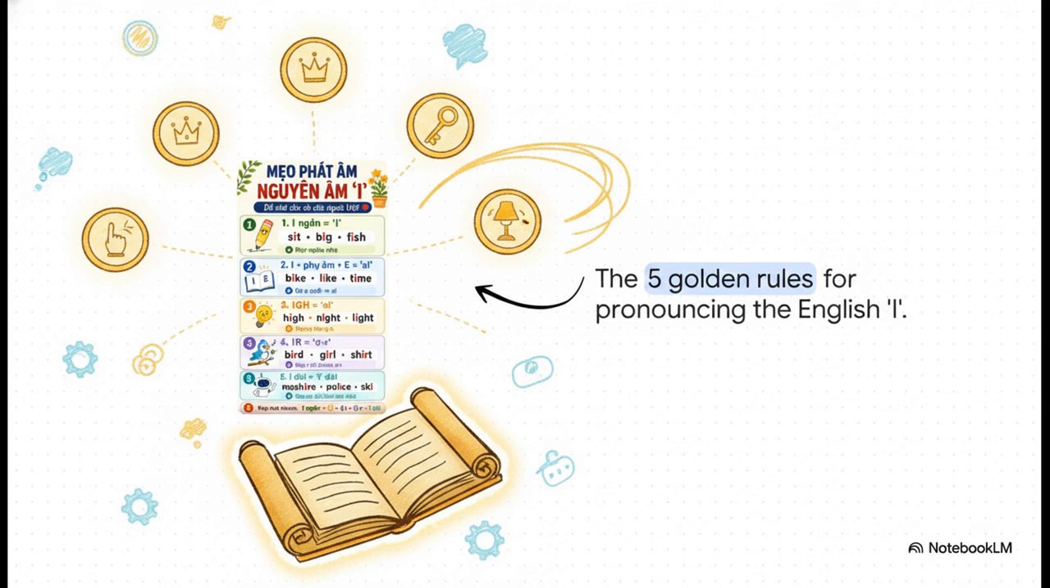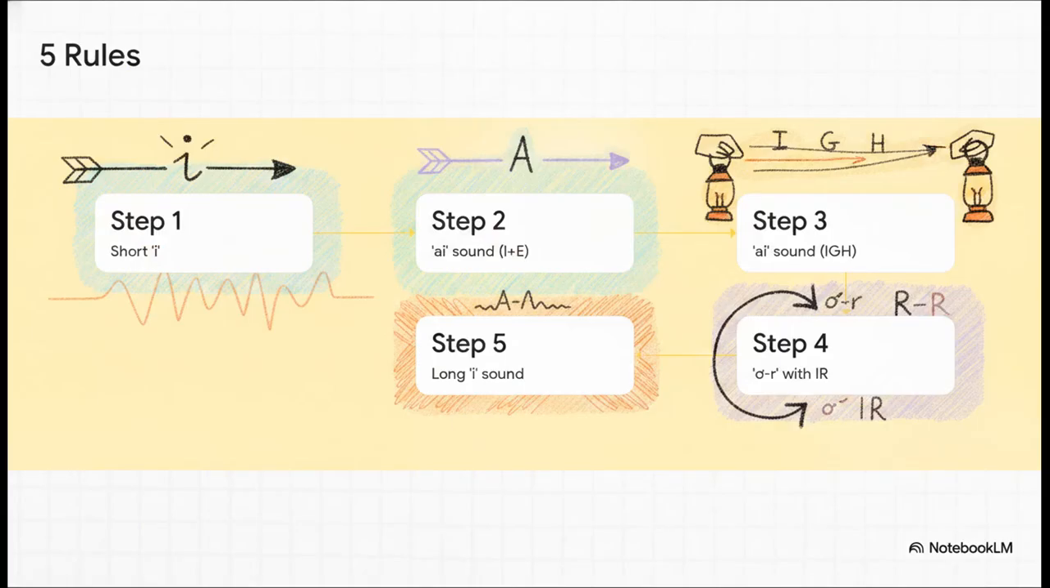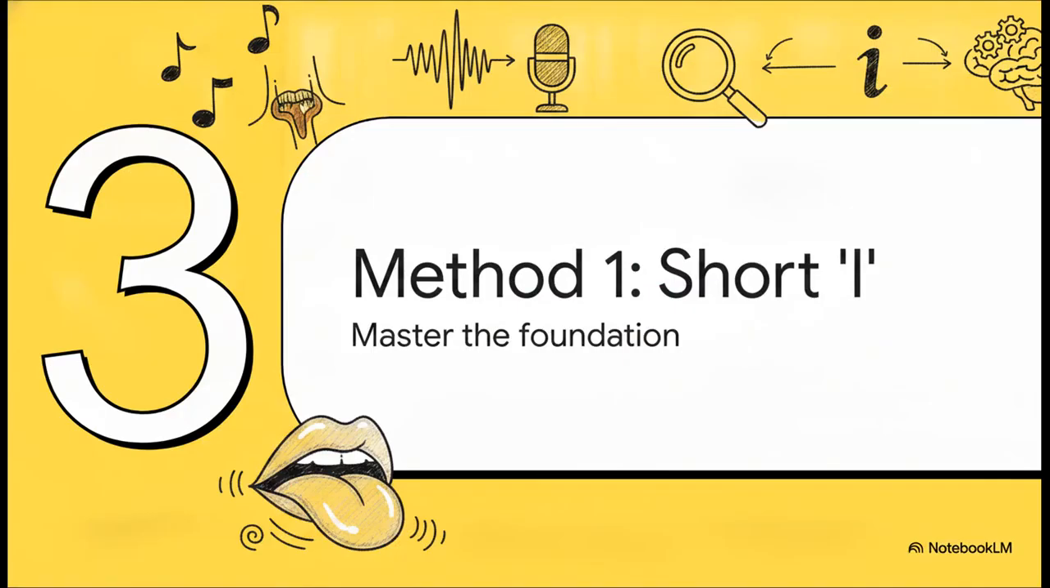Let's do a really quick rundown of these 5 paths so they stick in your working memory. Step 1 is the short I. Step 2 shifts to an I sound. Step 3 also makes an I sound, but specifically when you see the letters IGH together. Step 4 is super fascinating. It makes an OR sound when the I is parked right next to an R. And step 5 is the long I, where you really stretch it out. Now today, we're going to zero in and focus intensely on mastering just those first 2 to get you started on really solid ground. So, moving to section 3, method 1, the short I and mastering that foundation.